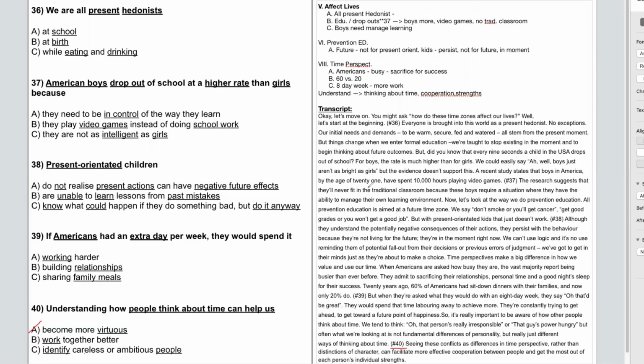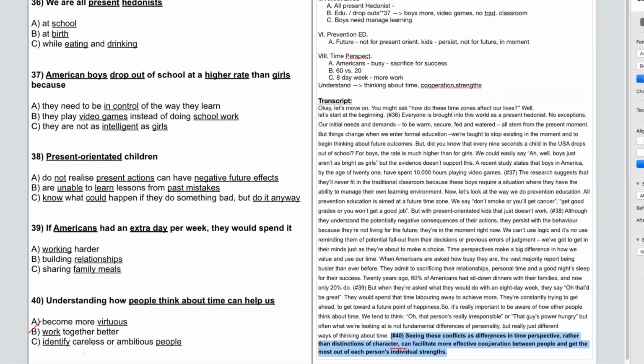Let's look here at the transcript. Seeing these conflicts as differences in time perspective rather than distinctions of character can facilitate more effective cooperation. So there's our keyword again, between people, and get the most out of each person's individual strengths. Now, this relates clearly to B, but remember, if you go a little bit above here, the speaker mentions people being irresponsible or power hungry, and this may cause people to select C.